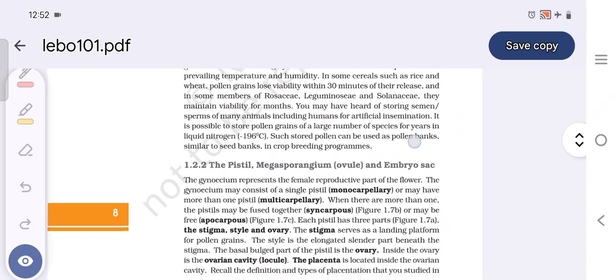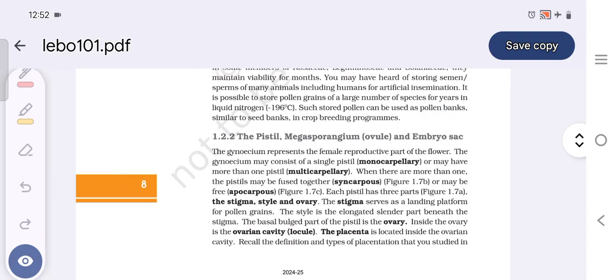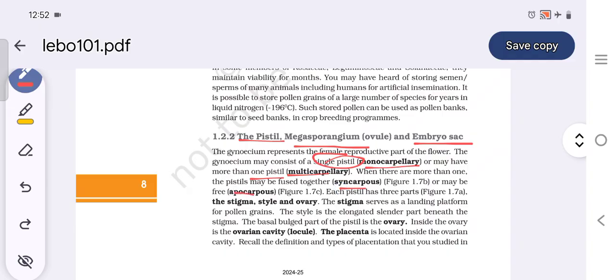Let's slowly move ahead with the gynoecium part. So we have the pistil, the megasporangium, and the embryo sac. Now, when it comes to gynoecium, it is a female reproductive part of the flower. When it has a single pistil or single carpel, it is called monocarpellary. More than one pistil, multicarpellary. When the carpels are fused, you call it syncarpous. When they are free, it is called apocarpous. Pistil is another word we use for carpel.